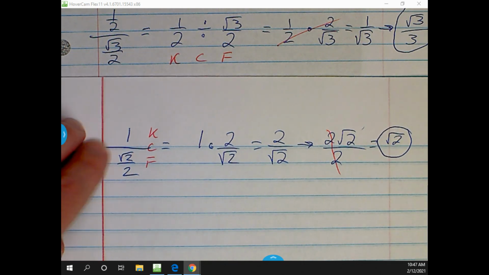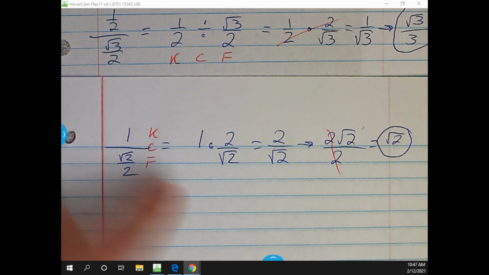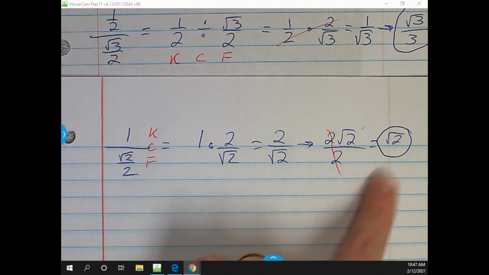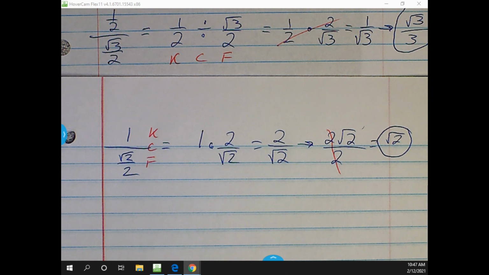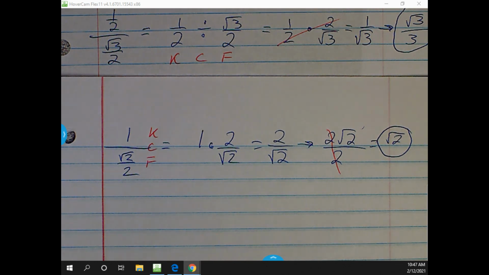So what starts off looking like a really ugly fraction, when we wind up fixing this thing and rationalizing, it's like, oh, it's just square root of 2. So it looks bad in the beginning, but when we fixed it, it's actually not as bad as we thought it was going to be when we got there. Okay, so that's the big stuff that we've got for today.